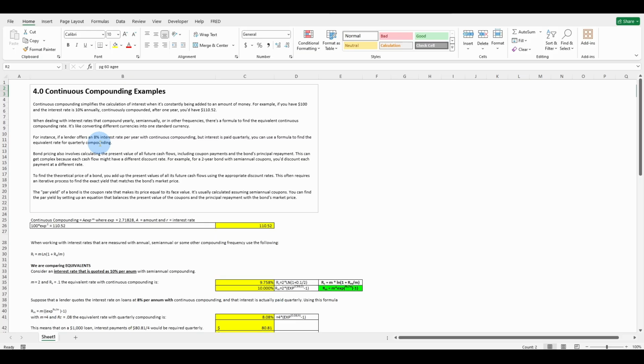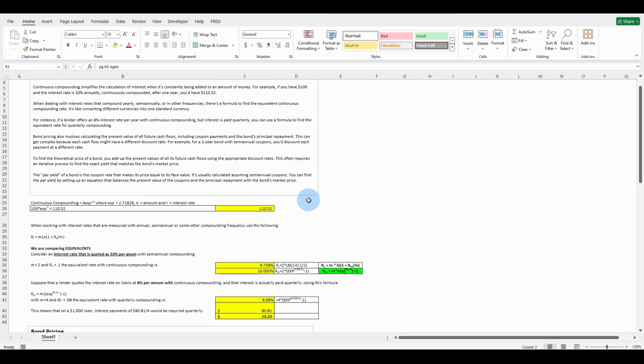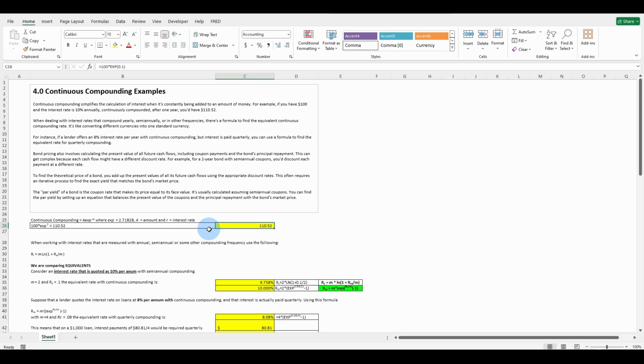The par yield of a bond is the coupon rate that makes its price equal to its face value. It's usually calculated assuming semi-annual coupons. You can find the par yield by setting up an equation that balances the present value of the coupons and the principal repayment with the bond's market price. We've used this EXP to derive the continuous compounding for 10% with semi-annual payment.